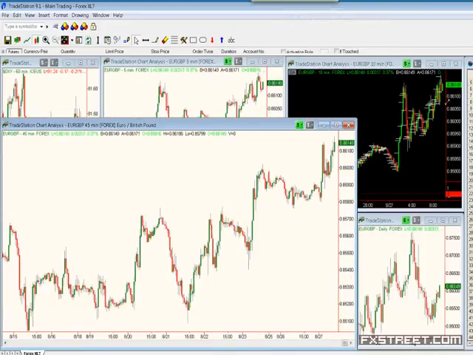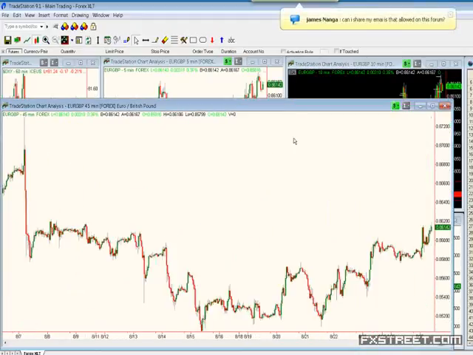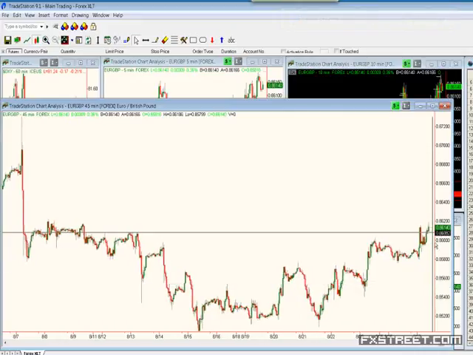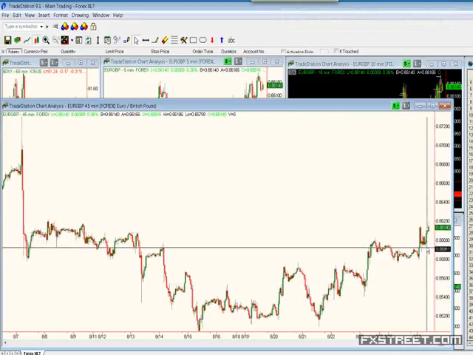Let me do this. You see what I mean? You don't really have any solid fresh demand below here, so you don't have any above. I would move on. This is not a market I would be trading at the moment.